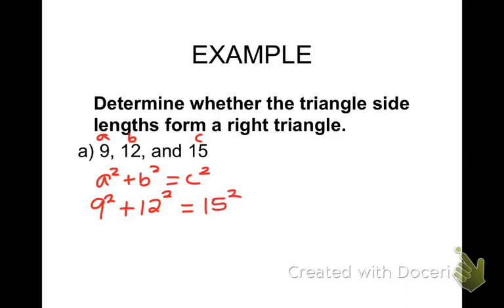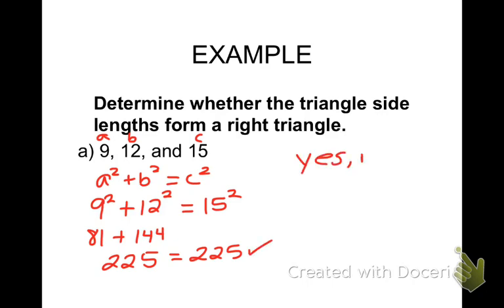So now let's do some math. 9 squared is 81, 12 squared is 144. Adding those together gets me 225. Who knows 15 squared? 225. So does 225 equal 225? Yes. So is it a right triangle? Yes, right triangle. Pretty easy? Hopefully. Hopefully not too crazy.